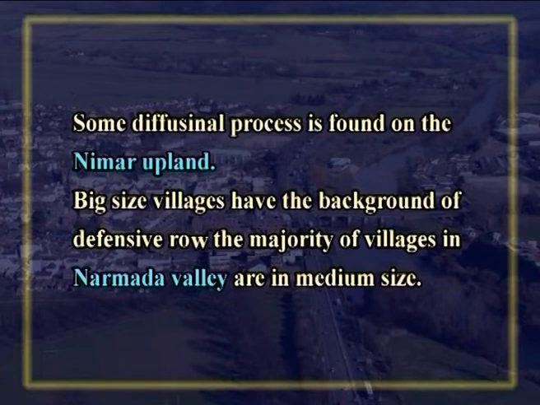Some diffusional process is found on the Nimar upland. Big size villages have the background of the defensive row. The majority of villages in Narmada Valley are in medium size. The centrifugal force here works properly due to natural growth. Many villages have spatial identity due to the age-old caste system based on different functions.